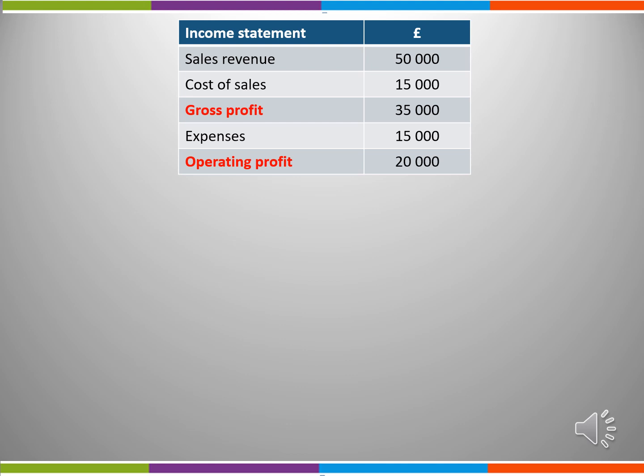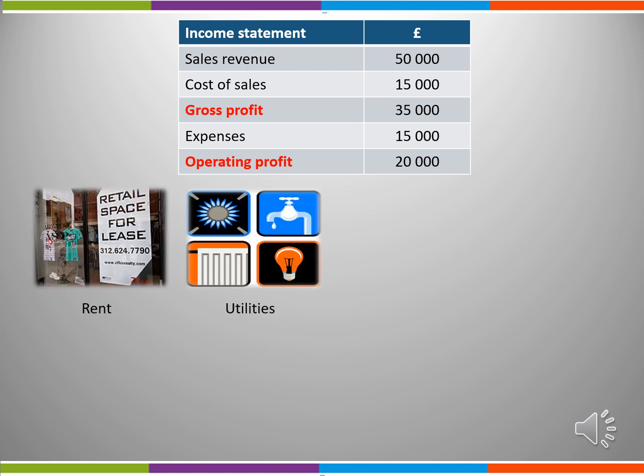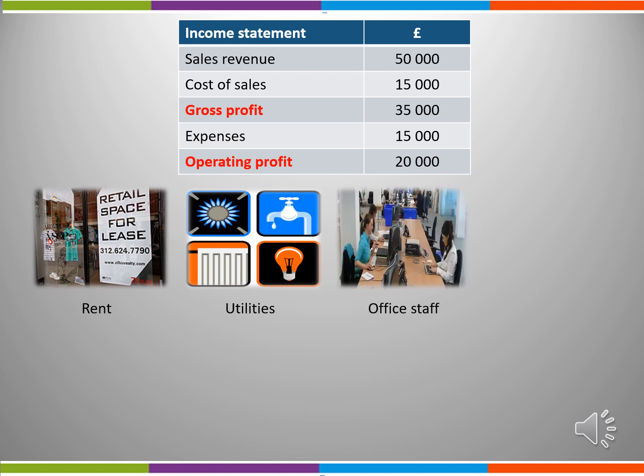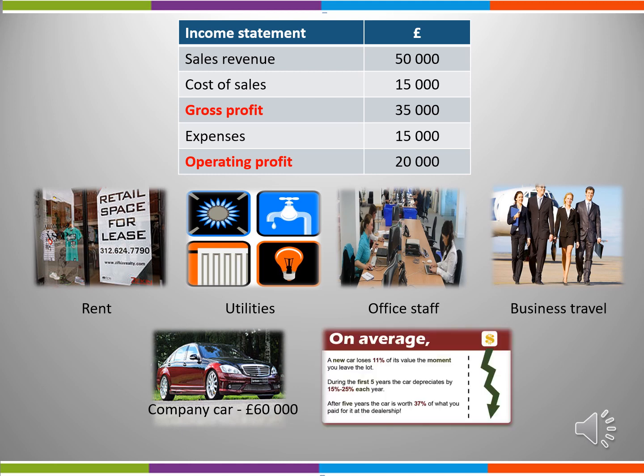Let's look more closely at the income statement and its relationship to operating profit. To find gross profit, we take away the direct cost of producing the product from sales revenue. For operating profit, we deduct expenses. These are often called overheads and are incurred through carrying out the day-to-day activities of the business that are not associated with the direct cost of production. The business will have to pay administrative expenses. These might include rent, utility bills such as gas, electricity, water, wages for office staff, business travel, fringe benefits, and depreciation.